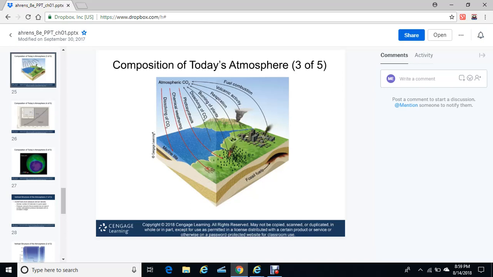What goes into it? So the general waters dissolve the carbon dioxide. You get chemical weathering of rocks.